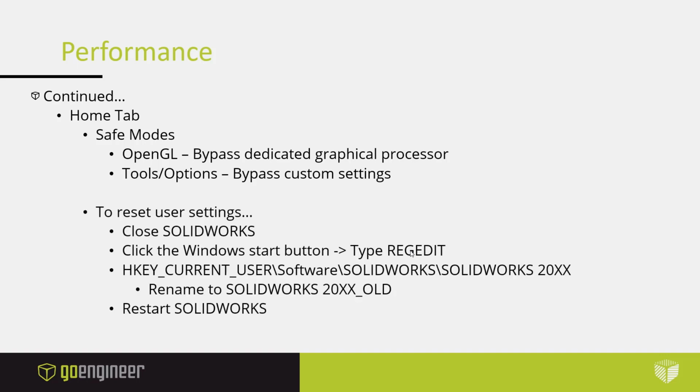More on that if you need to reset your user settings. So if you want to start with essentially a fresh, clean slate as far as your shortcut buttons go and all of that, you can go through the registry editor. So click the Windows Start button after closing SOLIDWORKS, and then navigate to HKey Current User, Software, SOLIDWORKS, SOLIDWORKS in the year, and you would rename that SOLIDWORKS folder. Okay, so SOLIDWORKS maybe 2020 old, and then I'd restart SOLIDWORKS, and you'll notice that you'll get prompted to accept the user end agreements and all of that.